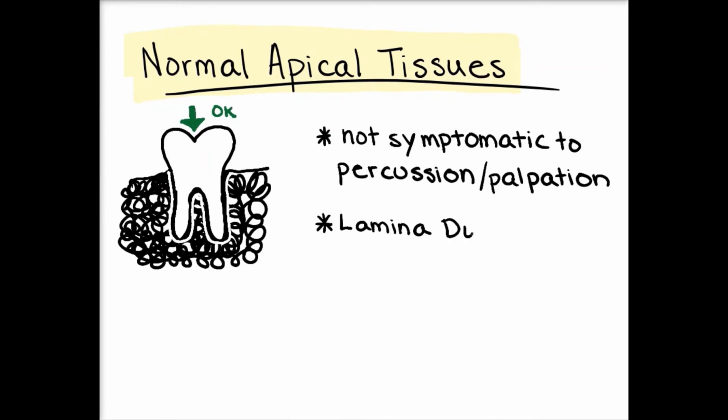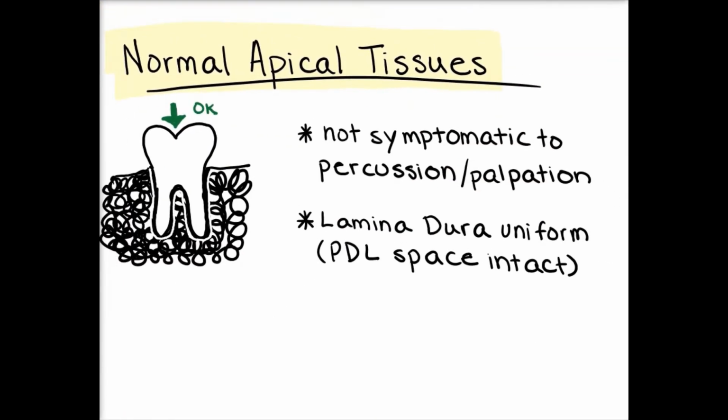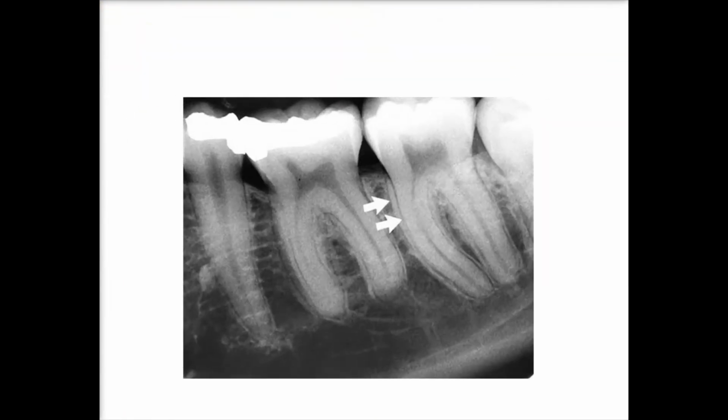And on radiograph, we'll see that the lamina dura is uniform, meaning that the PDL space is intact. So here's a real-life example of this diagnosis that shows that the lamina dura is intact. We can see that the PDL space is uniform around the entire root surface.